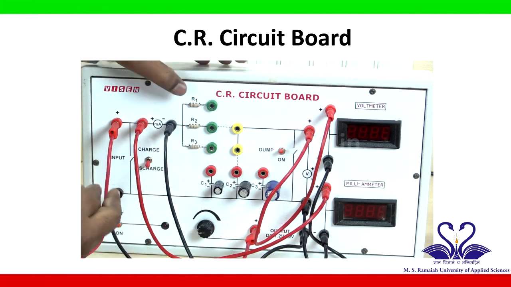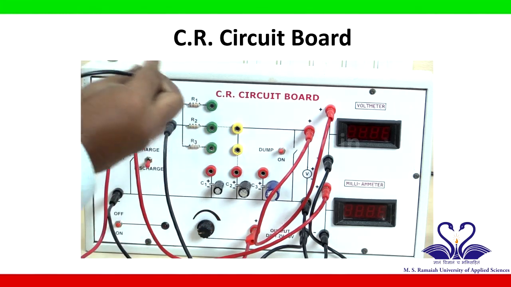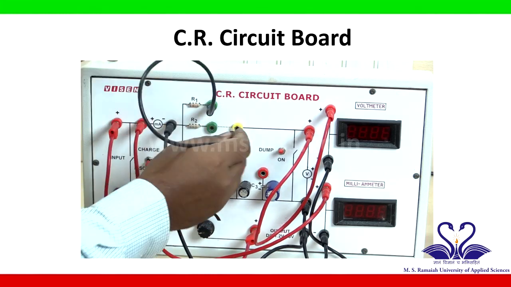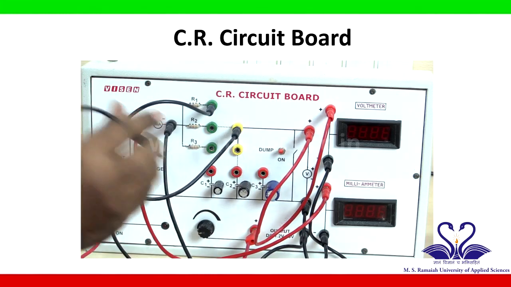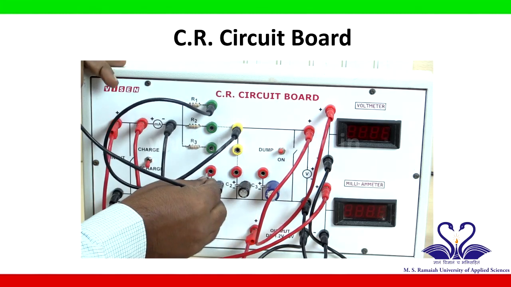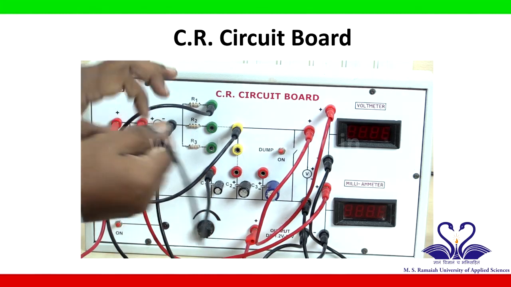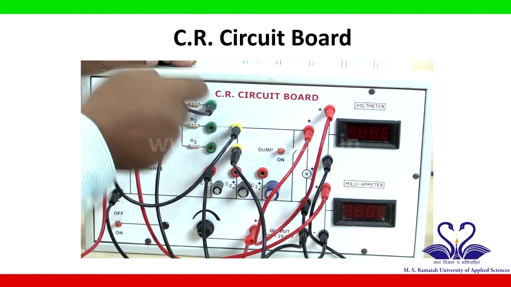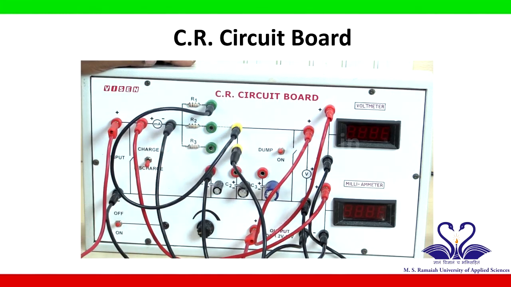Then resistor and capacitance we need to connect. Resistance one end will be connected to here. Capacitance, one of the capacitors C1, I am connecting to the other end. So R1 and C1 are connected in the circuit.